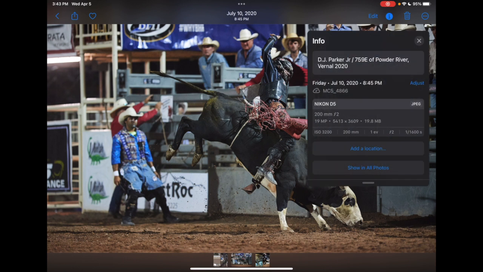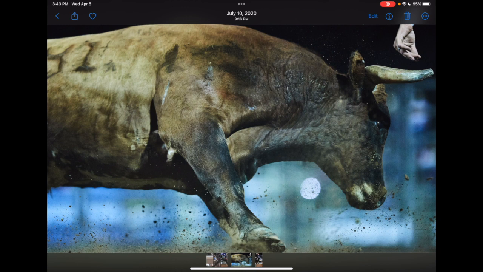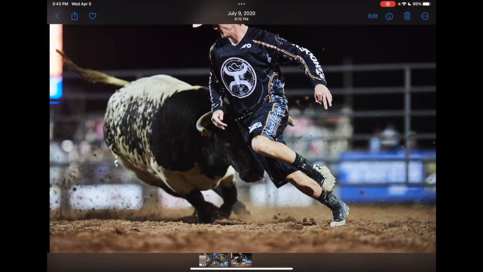3200, f2, 1600th of a second. Settings are fine. Look at his skin tone. That's where you want it to be. It's just there's too much other stuff going on and you don't have that other light really contributing to the picture. So these are the freestyle bullfighting pictures.